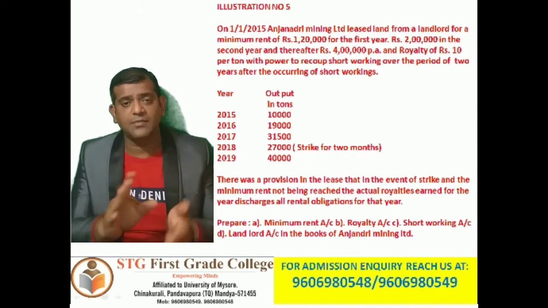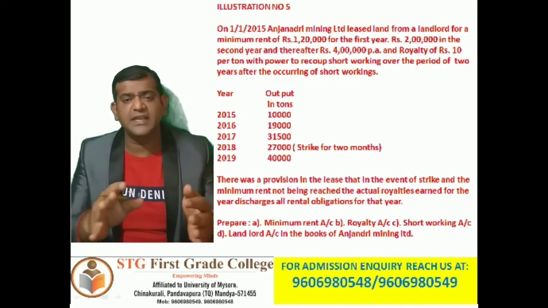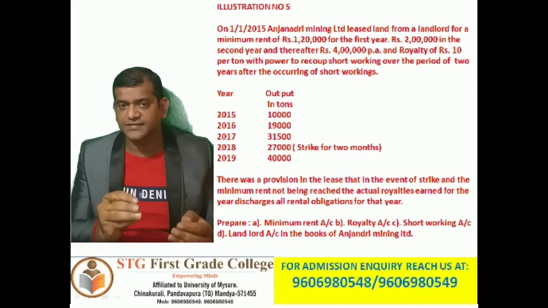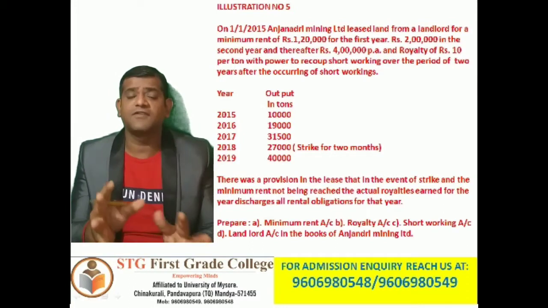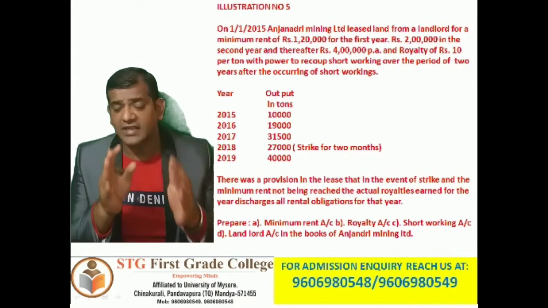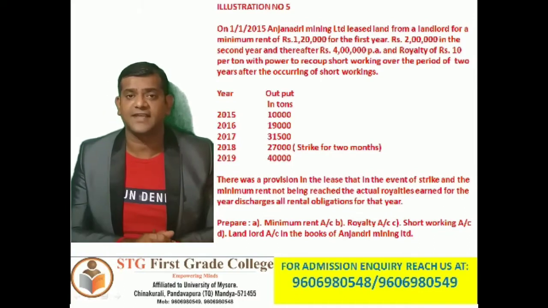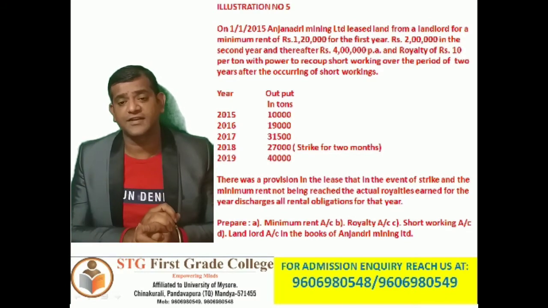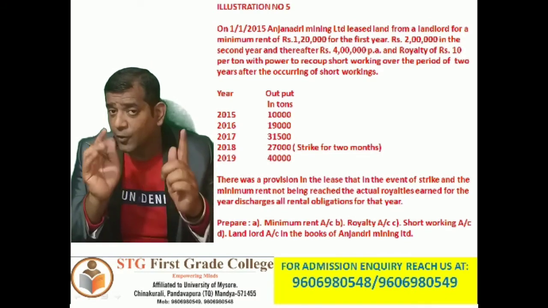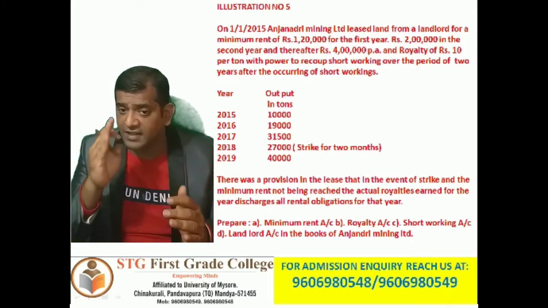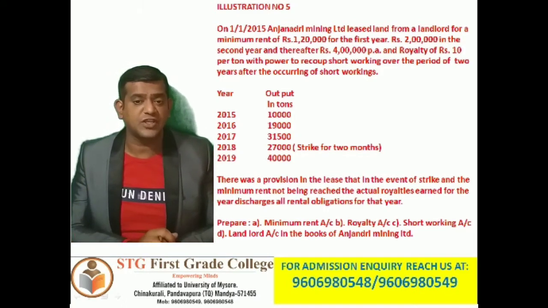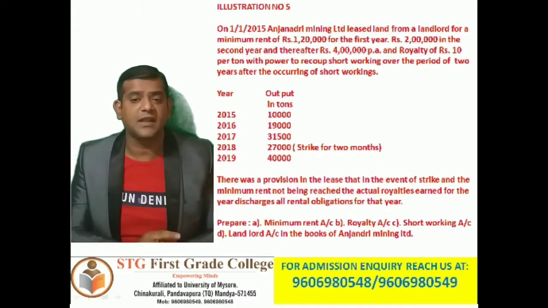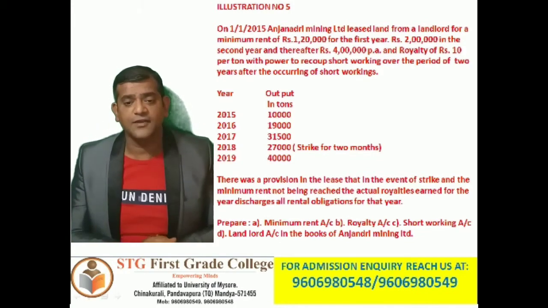Suppose you are not able to reach the minimum rent, especially in the event of a strike, in such a case, whatever you have produced, whatever income you have generated, only that is to be considered as the minimum rent. So all the obligations will be discharged in full. That is what he has said for that year only. You should remember, it is for that year only. The strike has taken place in the year 2018, so that rental obligation will be taken in that particular year. So that will be effective to that year only.